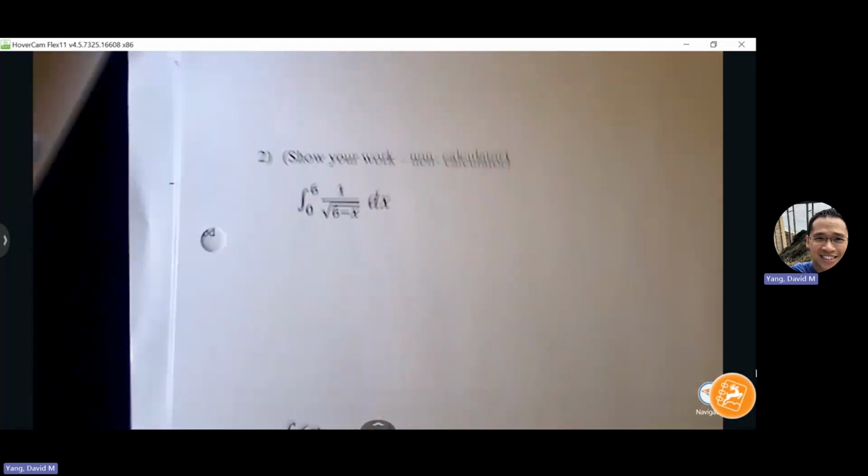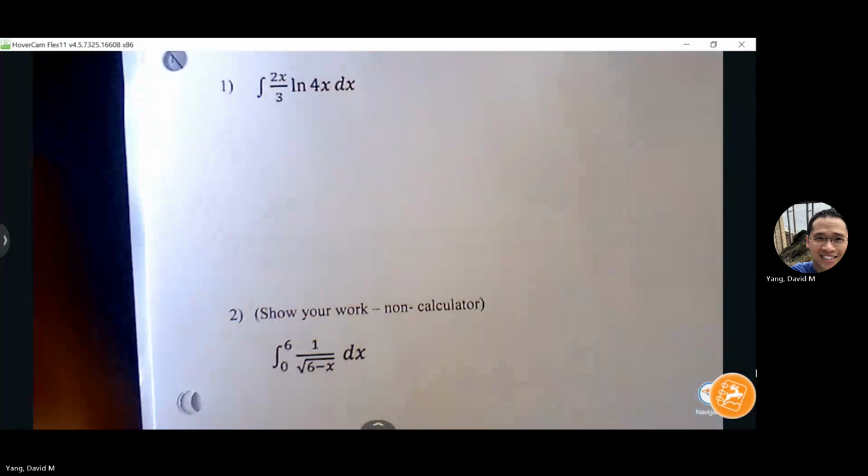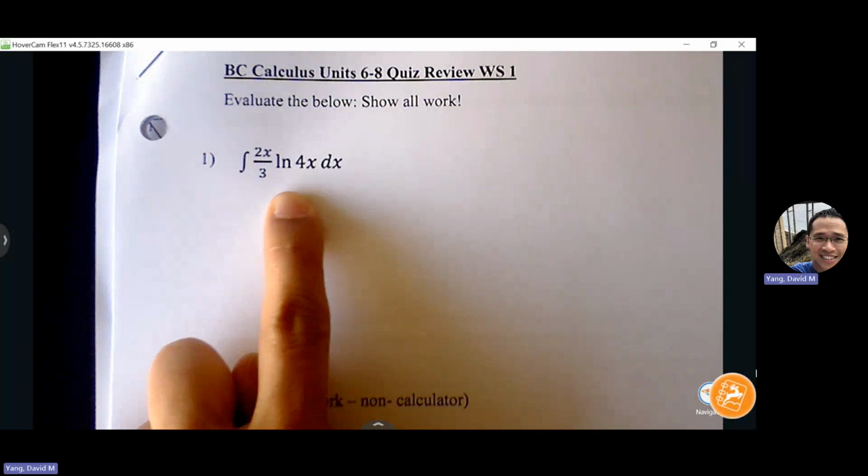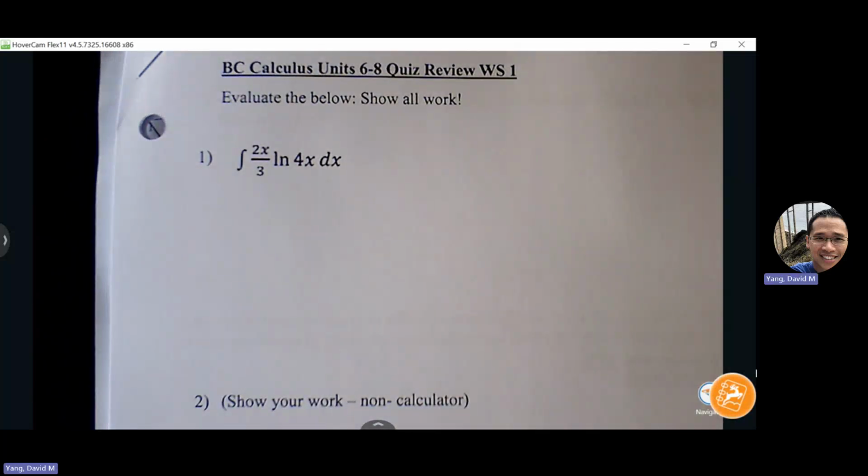So let's start with number 1. Okay, what type of problem, what type of concept is this? What method do we use? IB. Yeah, integration by parts. And can we do tab method here? No. Okay, so what's going to be your f function? Natural log. Yeah, that's like 4x, and then your g prime will be. Yeah. Okay, right. So try that.